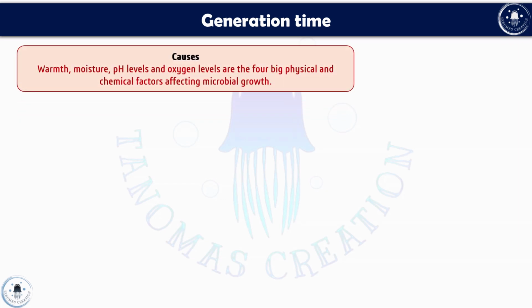Now coming to the generation time. Okay. So before starting, we need to know the causes that affect the microbial growth, right? So warmth, moisture, pH levels, and oxygen levels are the four big physical and chemical factors that affect the microbial growth. Okay. Now coming to the generation time or doubling time.